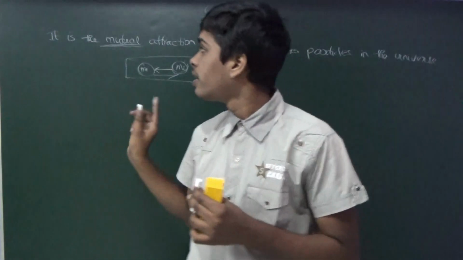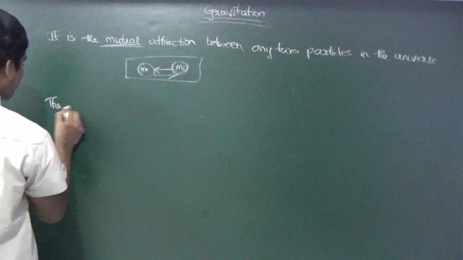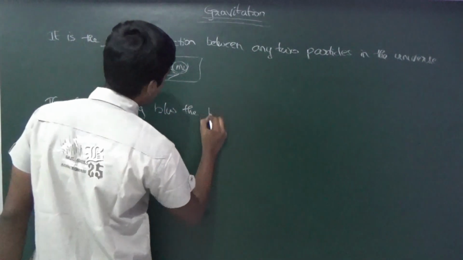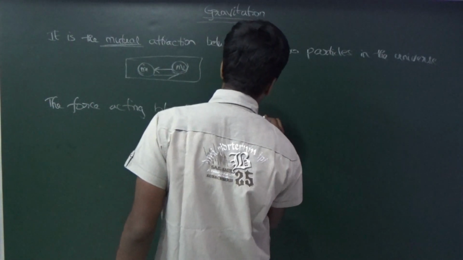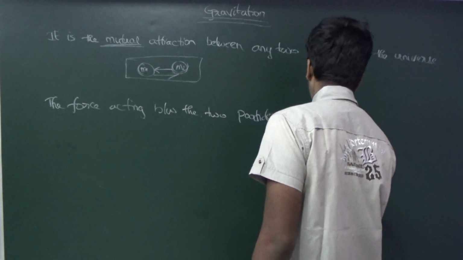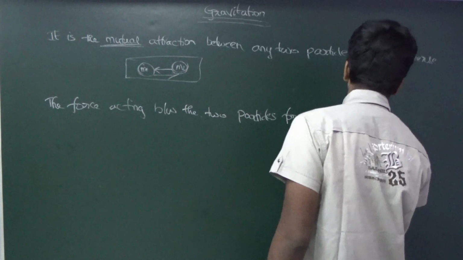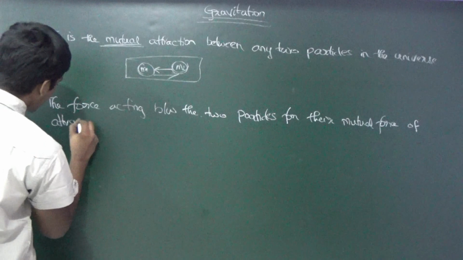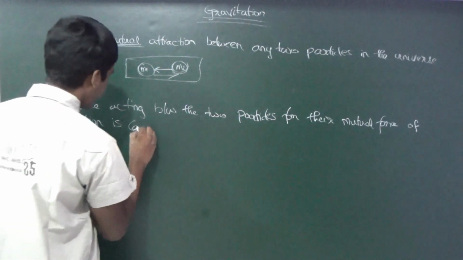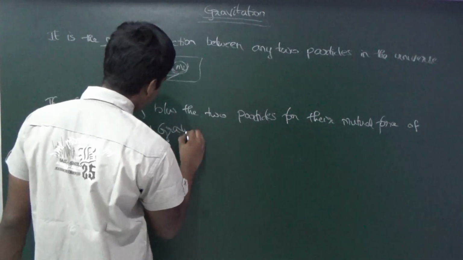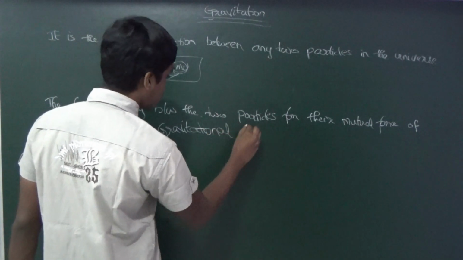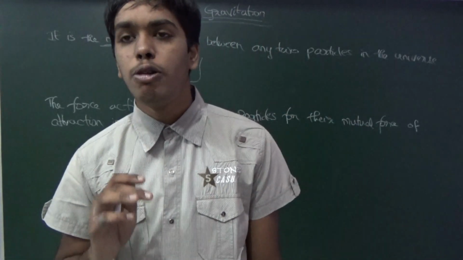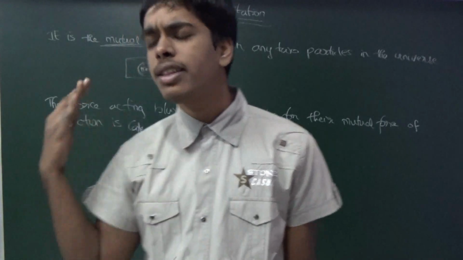So it is the force. We can write it as the force acting between the two particles for their mutual force of attraction is called gravitational force. Now, the force which helps in pulling the particles towards the earth is called the same gravitational force.